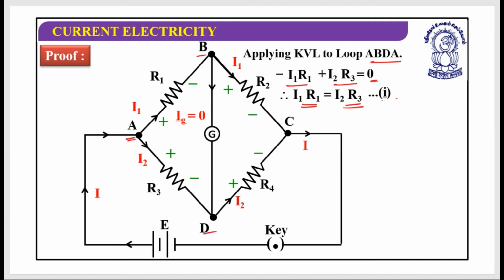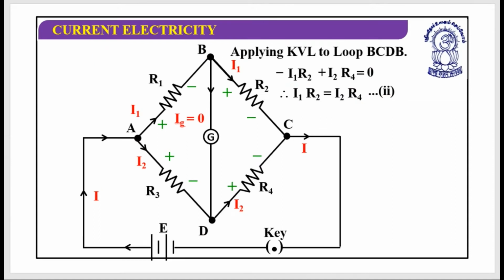This is I1 R1 is equal to I2 R3. Now let's apply the second KVL, second loop. It's A, B, C, D, B. Yes, it's a minus I1 R2 plus, from here to here, it's a plus I2 R4, and that would be equal to 0. So if this is equal to 0, I can write like this: I1 R2 is equal to I2 R4. So this is my second relation.